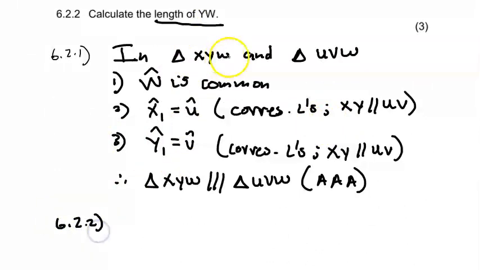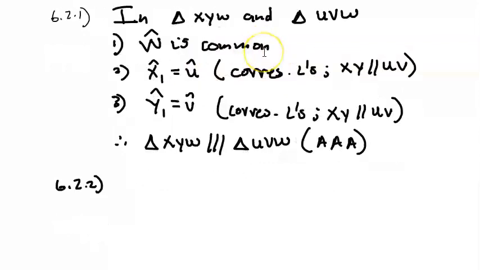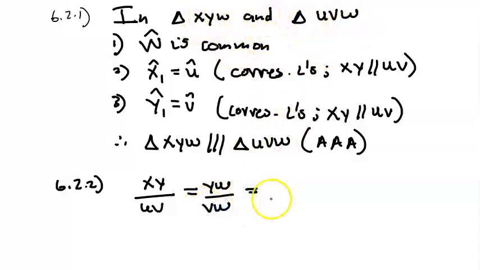Well, we learned that if two triangles are similar, then their sides are in proportion. So what does this mean? It means that XY, remember the first two letters there, over the first two letters, UV, is going to equal the second two letters, YW, over the second two letters, VW, and the first and last letters, XW, all over the first and last letters, UW. And that is because the two triangles are similar, and I just proved it.